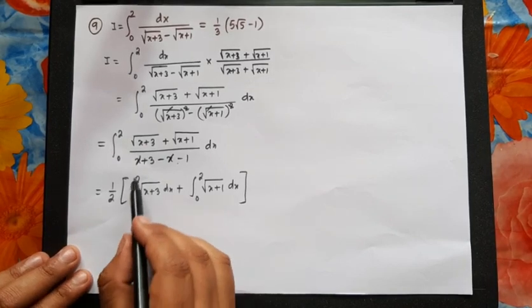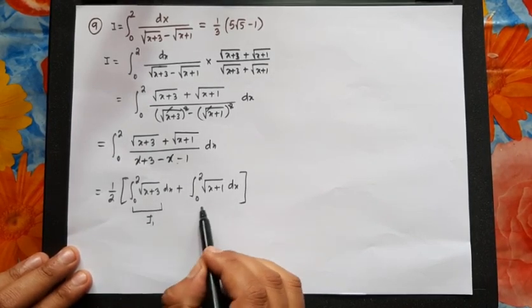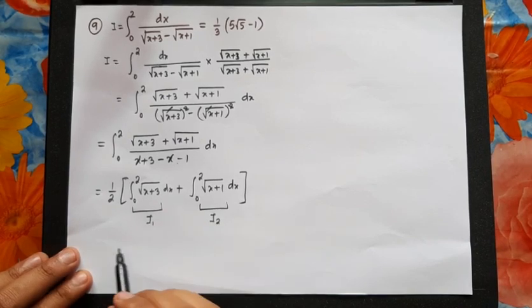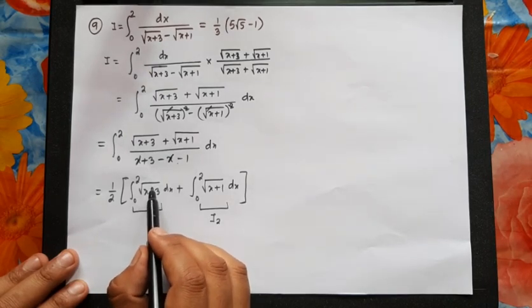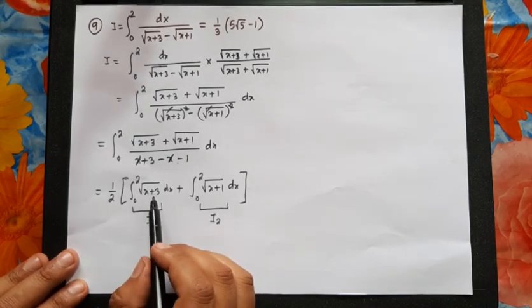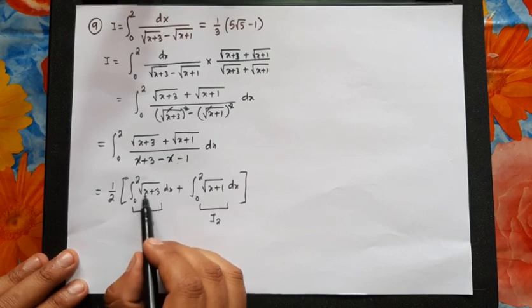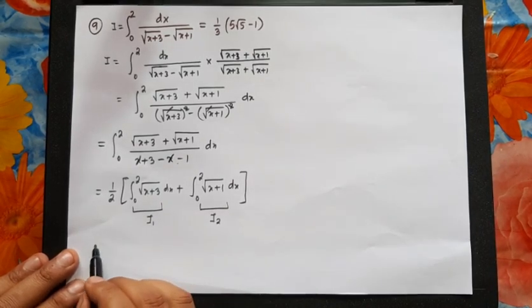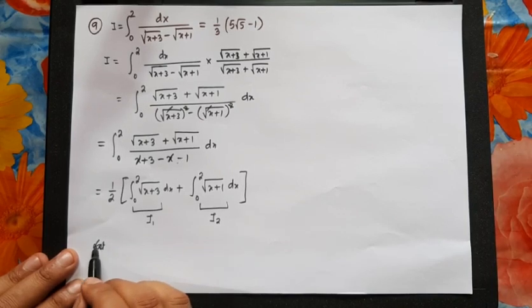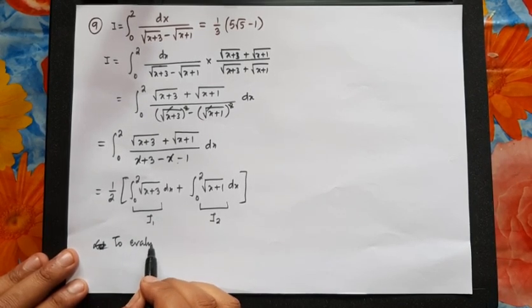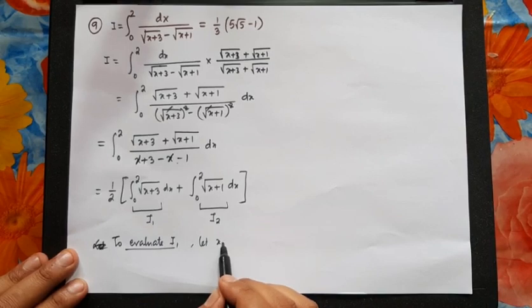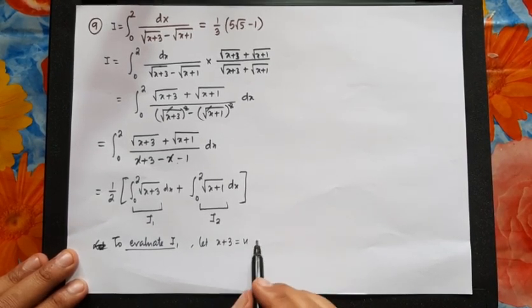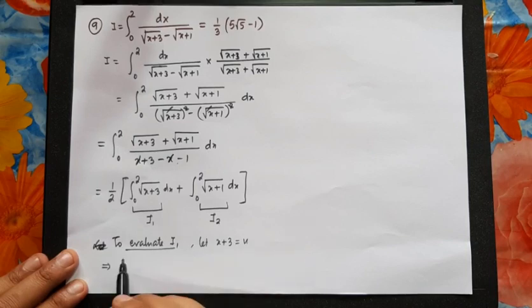Okay, so as usual, let me call this I1 and let me call this I2. So to evaluate I1, this is again falling under which category? It is falling under type A, right? So type A says we have to take this to be some u. So let me write, to evaluate I1, let x plus 3 equal u. So from here I see that dx will be equal to du, right?